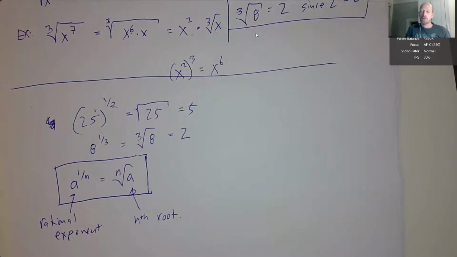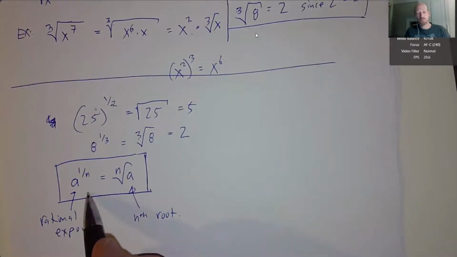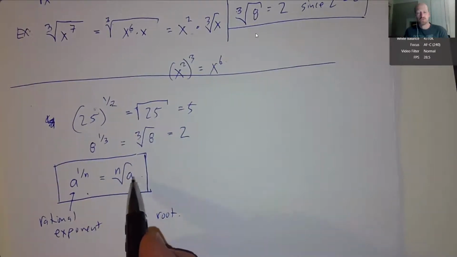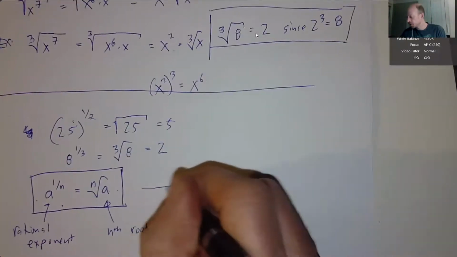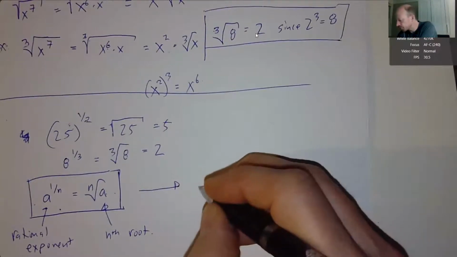So I think homework 2 involves working with these rational exponents, taking a rational exponent and changing it to a root, taking a root and changing it to a rational exponent. And we can be a little bit more versatile with our definition.